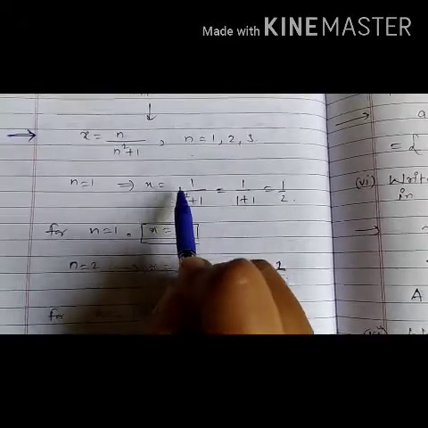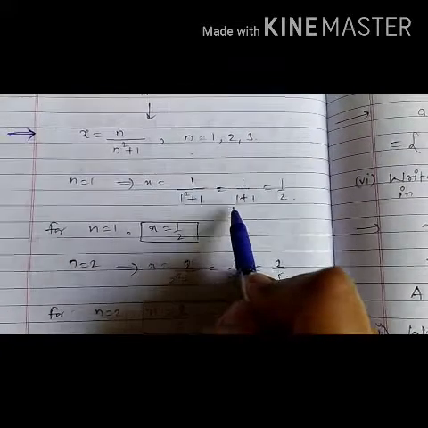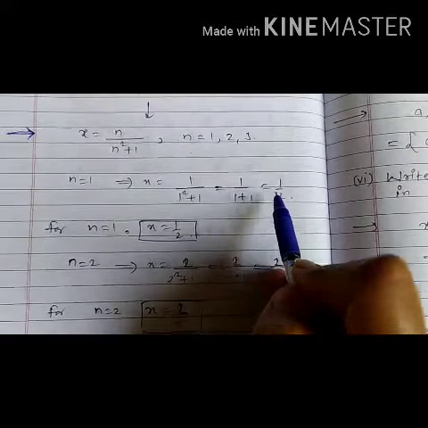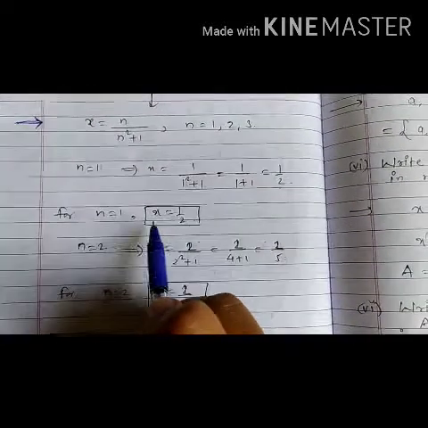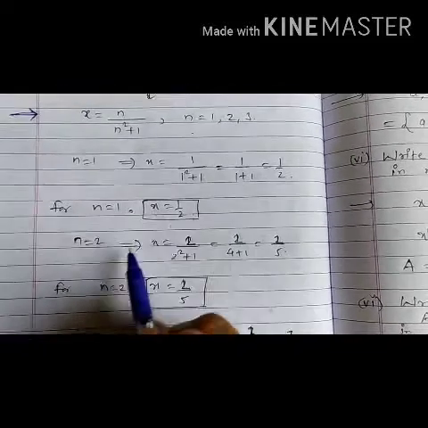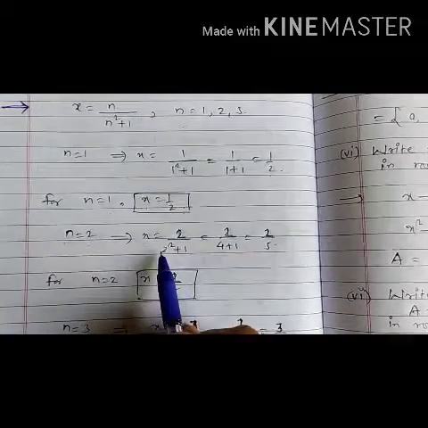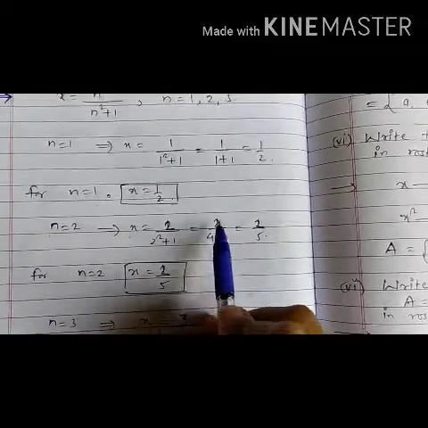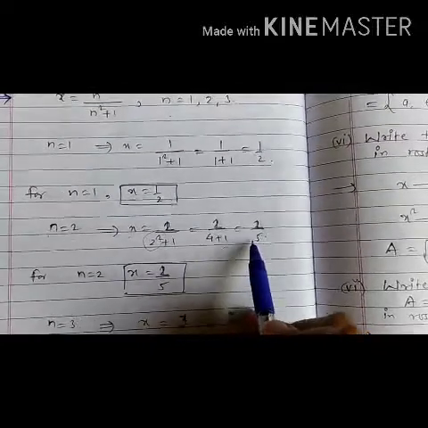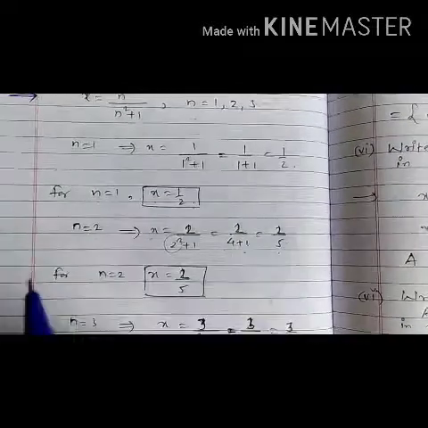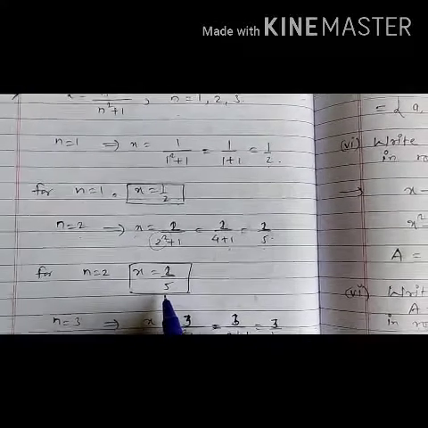So x will be 1 upon 1 square plus 1, that will be 1 upon, 1 square is 1, 1 upon 1 plus 1, that is 1 upon 2. Understood? So for n equals 1 we are getting x as 1 by 2. Now for n equals 2 we'll get x equals 2 upon 2 square plus 1, equals 2 upon, 2 square is 4. So 4 plus 1 that is 5. So we are getting 2 upon 5. So we have for n equals 2, x equals 2 upon 5.